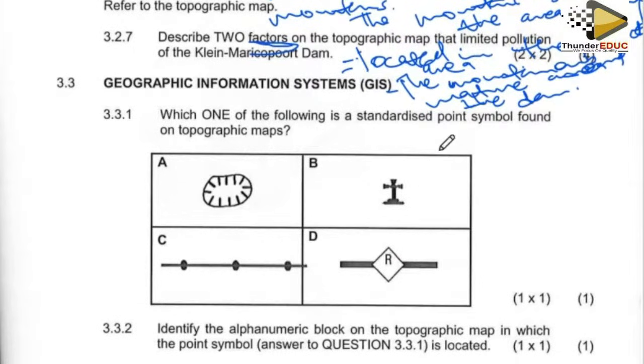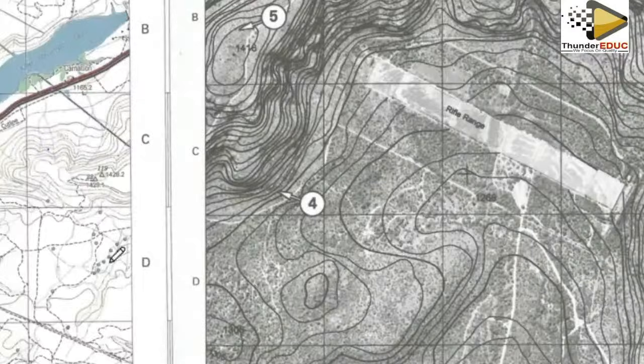Look at the last section. The last section says, which one of the following is a standardized point symbol? Point symbol, obviously, that is found on the topographic map. This is not a point. That is a polygon. C is a line feature, and this road is a line feature. The only point feature is B. Therefore, the answer here is B. That is the only point feature.